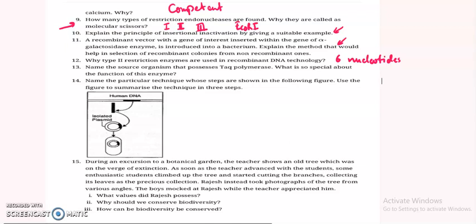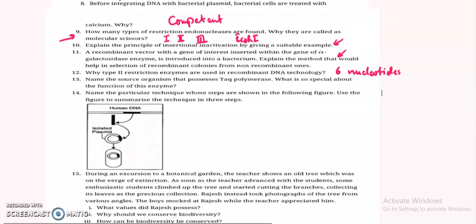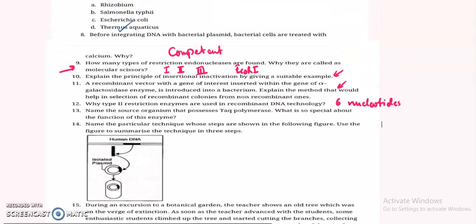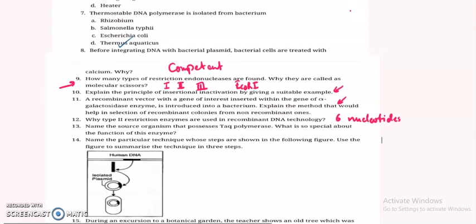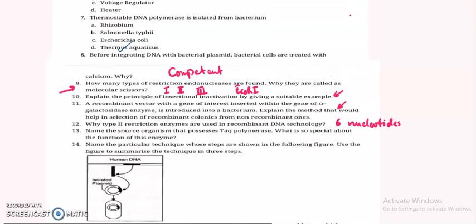Question number 13 is again on PCR, and it is asking us to name the source organism that possesses the polymerase. What is so special about the function of this enzyme? Thermus aquaticus is the source organism. The speciality is that it is thermophilic in nature. It can bear high temperature without getting denatured, right? If such a question comes, it will generally be for 2 marks. Please do answer each part separately and clearly.